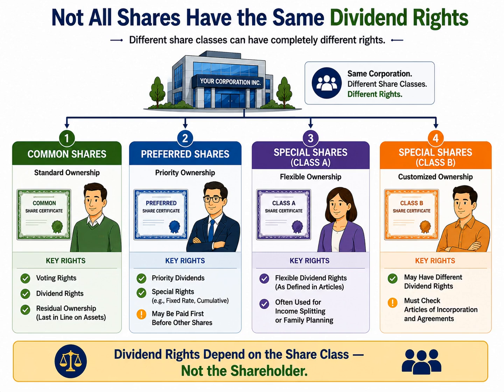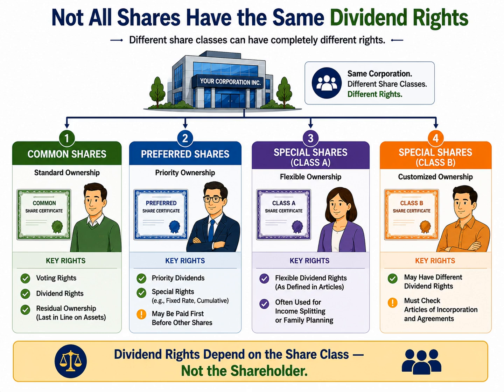One of the most important concepts in dividend planning is that not all shares have the same rights. Many people assume that if someone owns shares in a corporation, they can automatically receive dividends. In reality, dividend rights depend on the specific share class that the person owns. Think of a corporation as a building with multiple classes of ownership. Each class of shares can be designed with different rights, restrictions, and privileges. This means two shareholders in the same corporation may have very different entitlements when it comes to dividends.